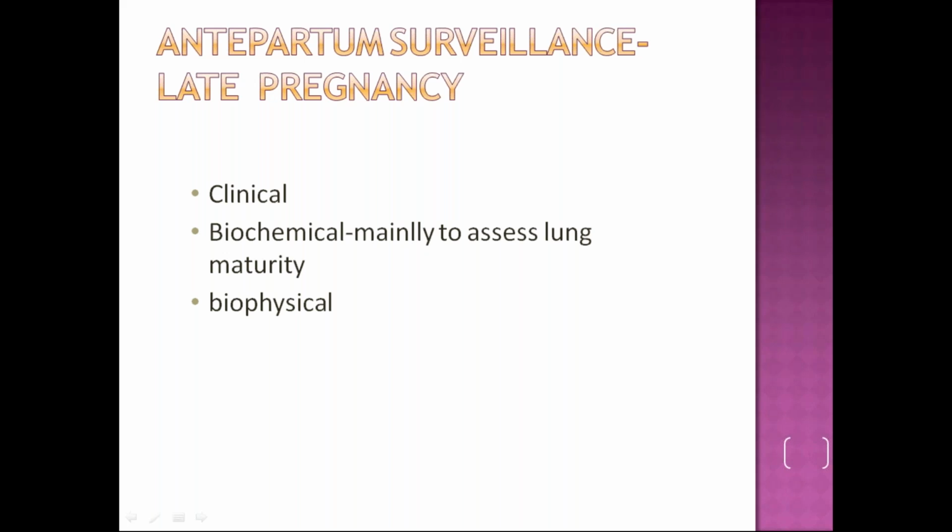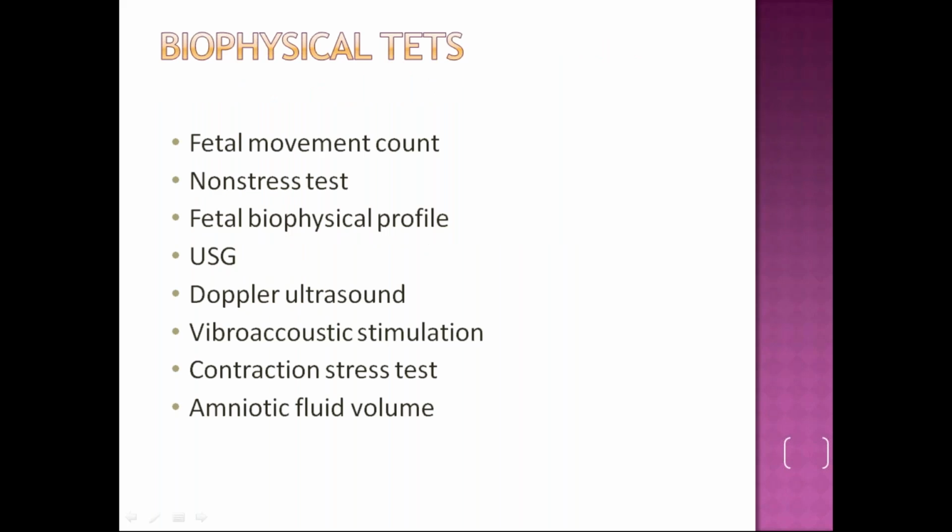Antepartum fetal surveillance: clinical, biochemical, and biophysical, meant to assess fetal maturity. So the aim is just to assess fetal well-being, how well the baby is. We can know it through clinical examination, through biochemical analysis, or biophysical methods like ultrasound. Biophysical tests include fetal movement count, non-stress test, fetal biophysical profile, ultrasound, Doppler ultrasound, vibroacoustic stimulation, contraction stress test, and amniotic fluid assessment.